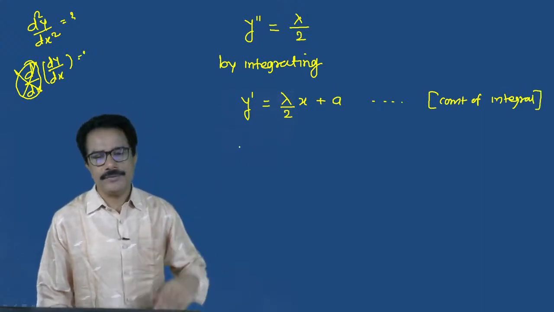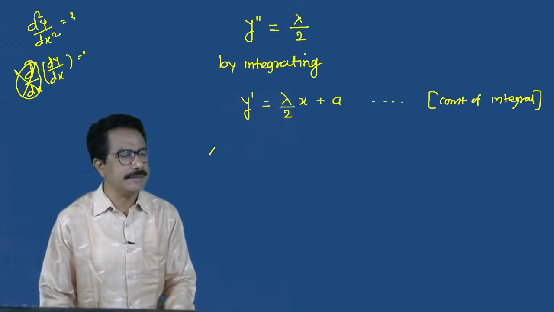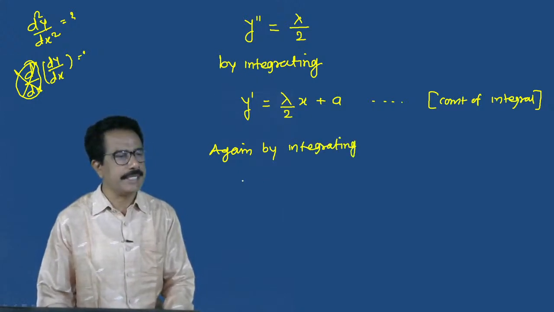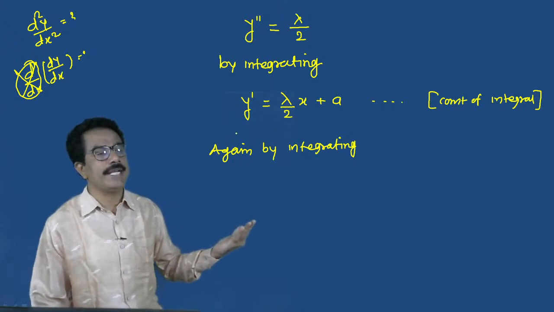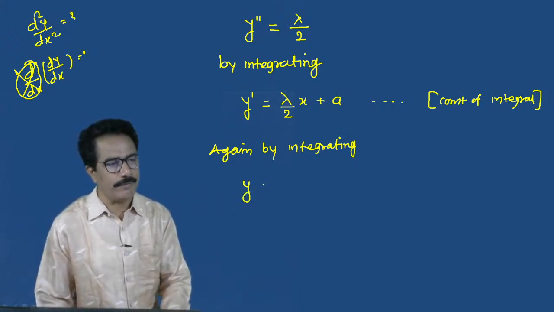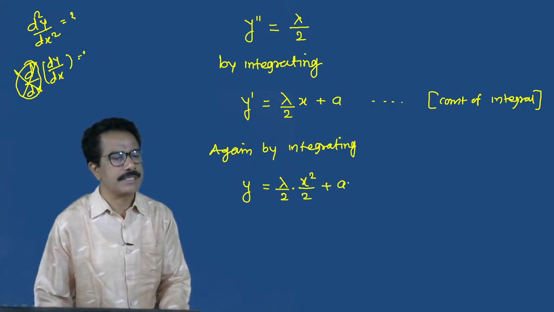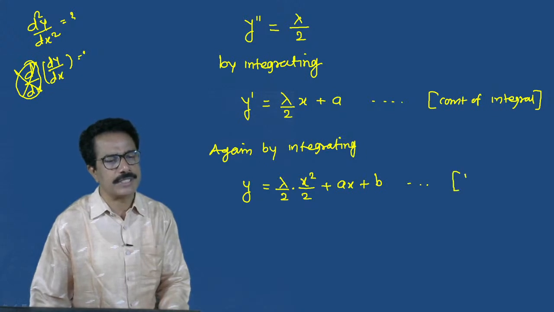Again, by integrating, the derivative y dash gives y, which is equal to lambda upon 2 into the integration of x with respect to x, which is x square by 2, plus ax plus b. Here b is the constant of integral.